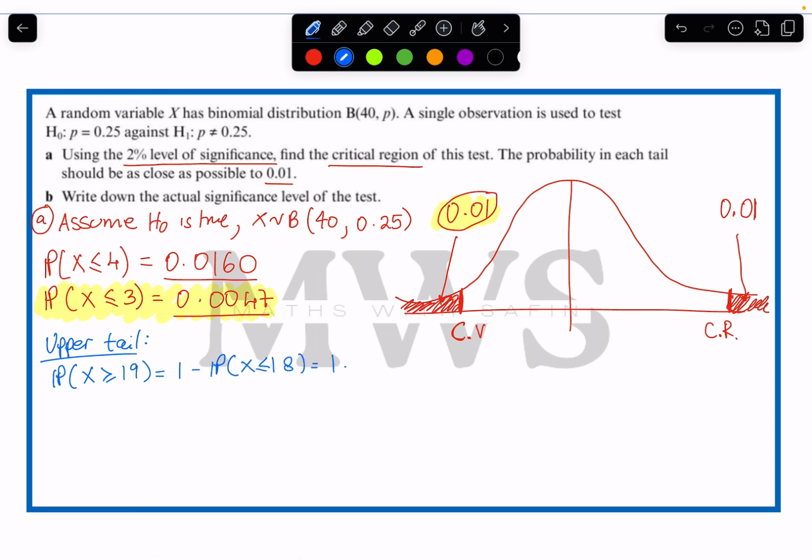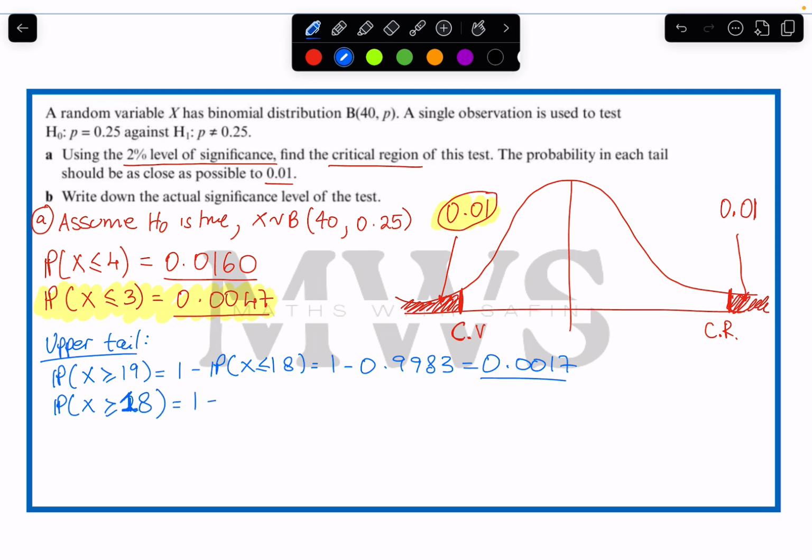So therefore that gives us 1 minus 0.9983, which gives us a value of 0.0017. We can see this is close enough to 0.01, but let's see if we can find a number that's even closer. So let's do the probability that x is greater than or equal to 18 in this case, sorry, because we can try to see if a number below that is closer.